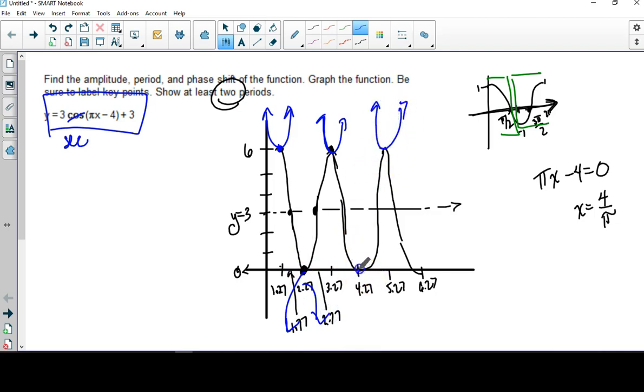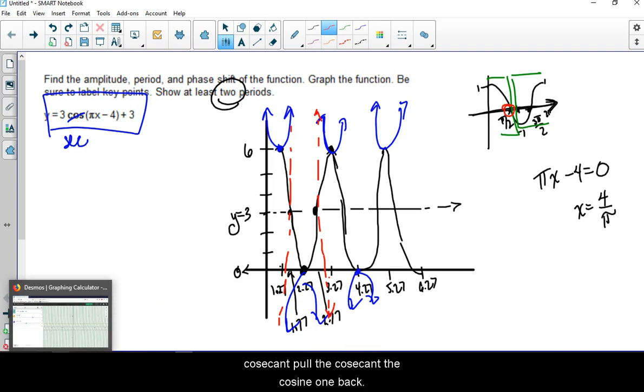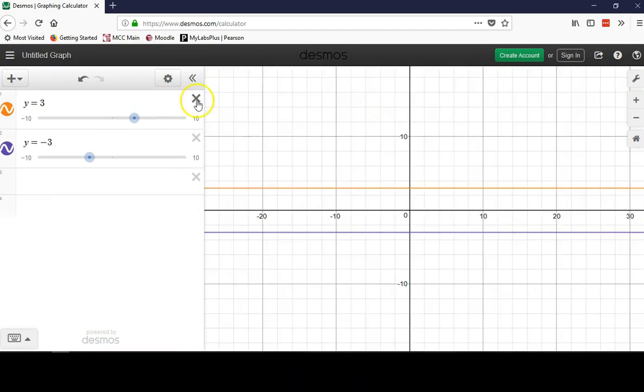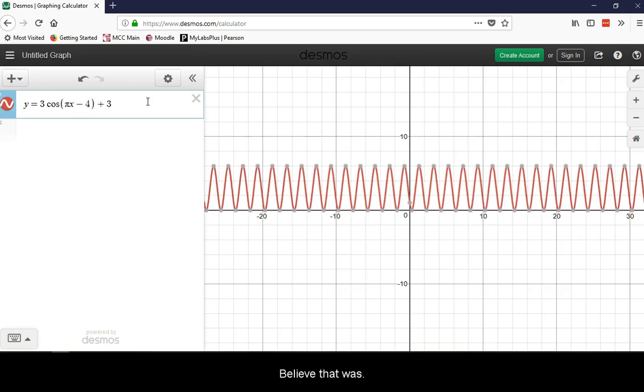And where you're going through the translated roots, right? So that would be here. Those become asymptotes. And you do that for sine and for cosine. So you do that for secant and cosecant. I'm going to pull the cosine one back up. I believe that was it.